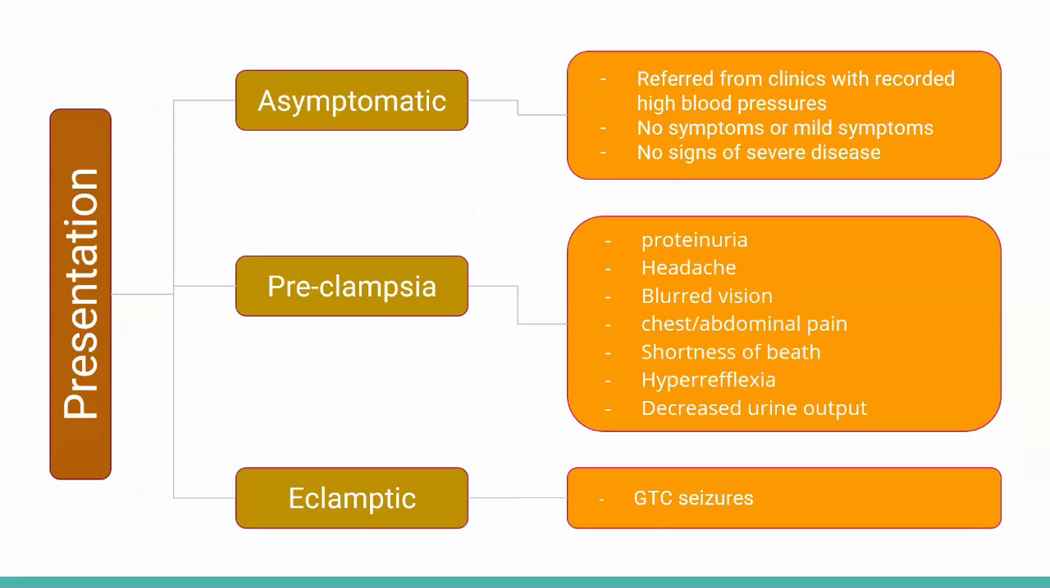These patients usually present in one of 3 ways. They can come in asymptomatic, with symptoms of preeclampsia, or eclamptic. In terms of asymptomatic, these are usually patients we see being referred from clinics with high recorded blood pressures. They usually don't have any symptoms, or if they do, it's very mild symptoms with no signs of severe disease. They can come in with preeclampsia, so symptomatic, such as headaches, blurred vision, chest and abdominal pain, shortness of breath, and hyperreflexia. They can also have decreased urine output and proteinuria on dipstick. Or they can come in very severe, eclamptic, with generalized tonic-clonic seizures.